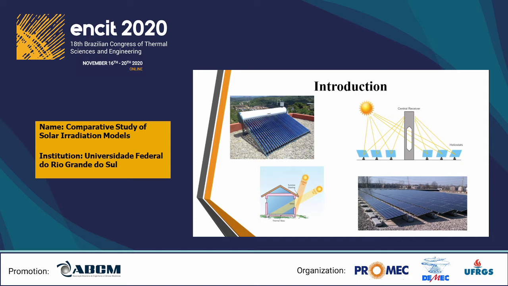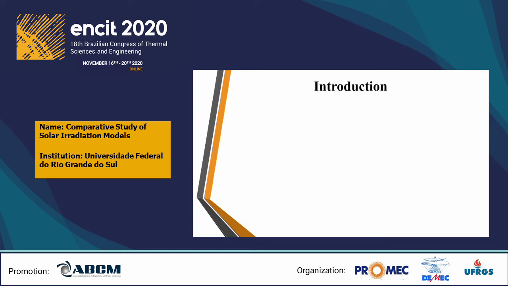Actually, diffuse irradiance and beam normal irradiance are measured mostly by research institutions due to the high cost involved with the necessary equipment.